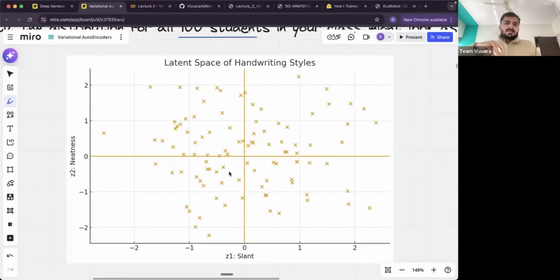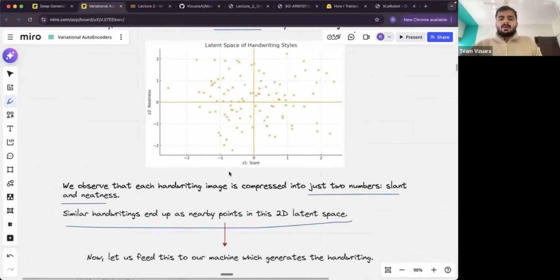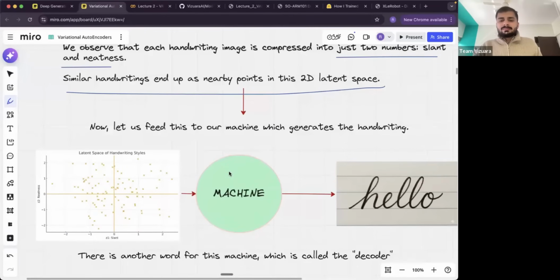So this is the first step in our machine, where we transform the samples, which are the image samples, from the real space into the latent space. Okay, so now we feed this into a machine and then we generate the handwriting.